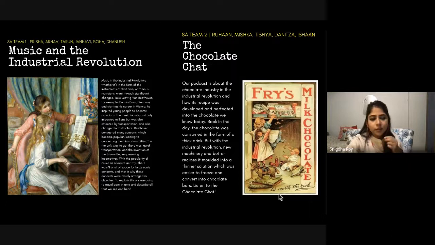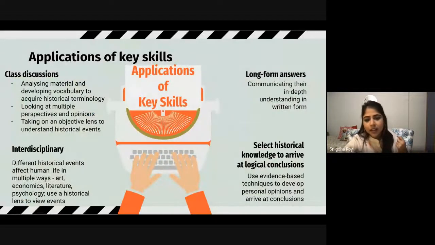Overall, when you look at what the students gain over this entire process, yes, of course, they can conduct class discussions. So they use all of this material, they analyze it, they develop vocabulary, they acquire historical terminology, they learn to look at multiple perspectives and opinions and communicate the same verbally. They can also write their answers, which is the most traditional form of teaching learning that we know.